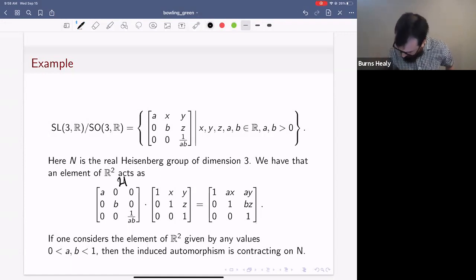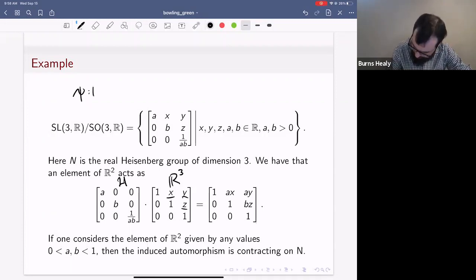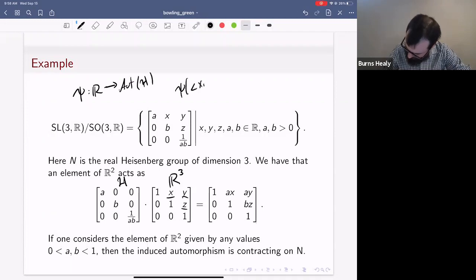You've got this R^3 here. Notice it's three-dimensional because here are your three real variables. And how does the action work? How does this automorphism work? Well, if I'm thinking of psi, which sends R^3 to Aut of the Heisenberg group, then I say that psi of (x, y, z). Okay, I need to tell you what that does.